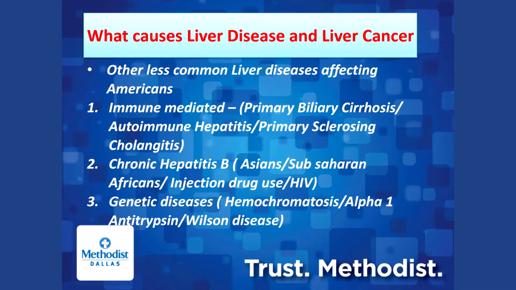Other less common diseases affecting Americans are those which are mediated by the immune system, or chronic hepatitis B, which we see a lot in Asians and those patients coming from sub-Saharan Africa. And then genetic diseases are also something we see.